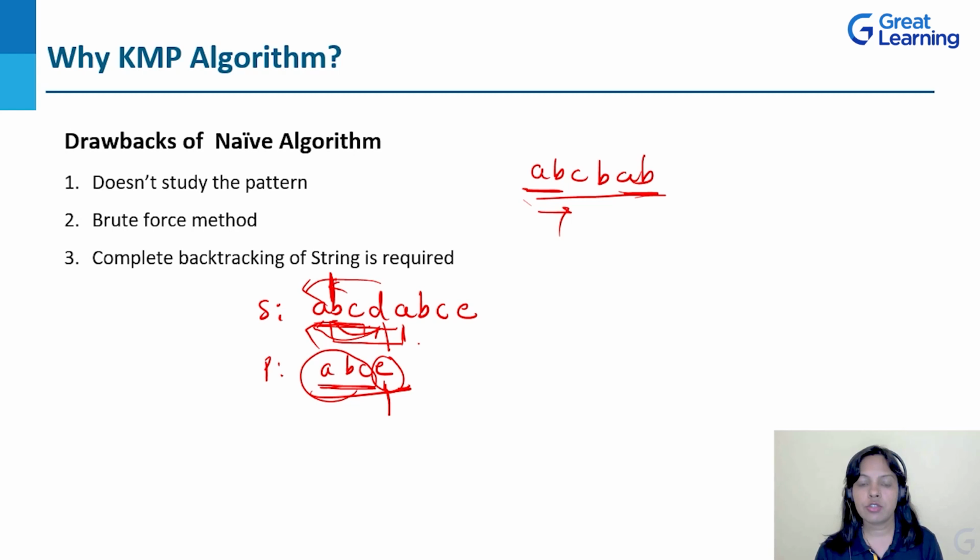Both the pointers i and j, if suppose i is pointing to the string and j is pointing to the pattern, then both of these pointers have to be backtracked again and again in the naive algorithm. So this is one of the very crucial drawbacks of the naive algorithm, which leads to the invention of various new algorithms used for pattern matching.